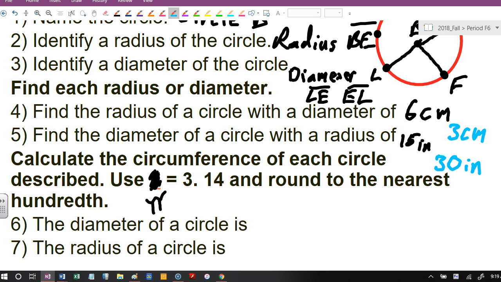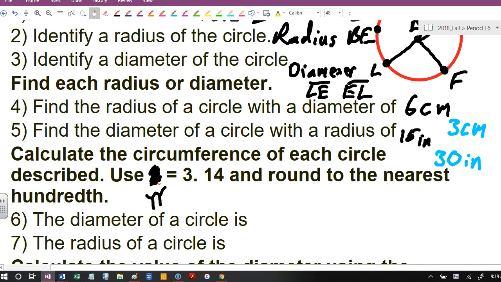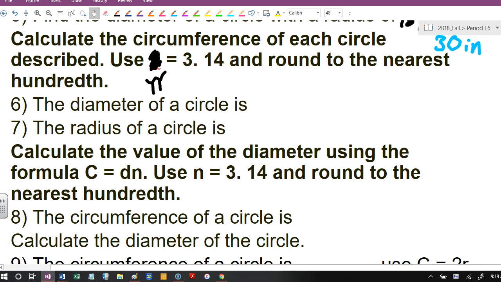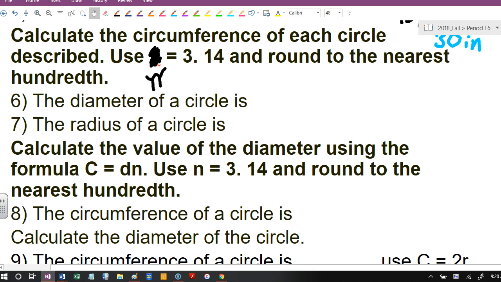Can you guys see okay? I'm not blocking it? Okay, good. Moving on. We don't have much time because we have a super shortened day today because of back to school night. Yay! No, we've got time.